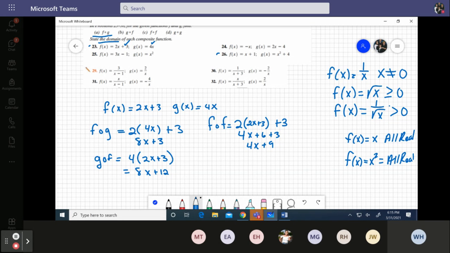How about you try and get me f of g and g of f, just our first two, a and b. Let's try that with problem 26.